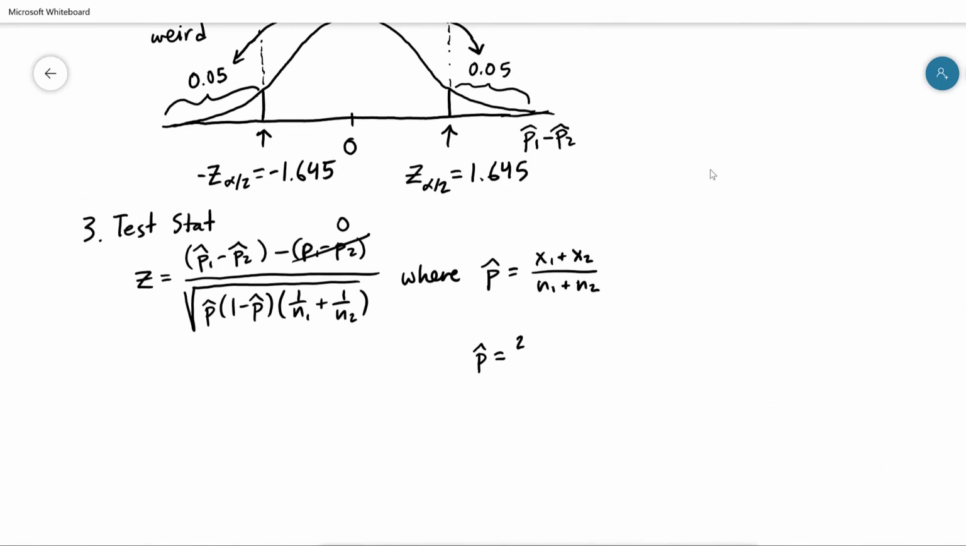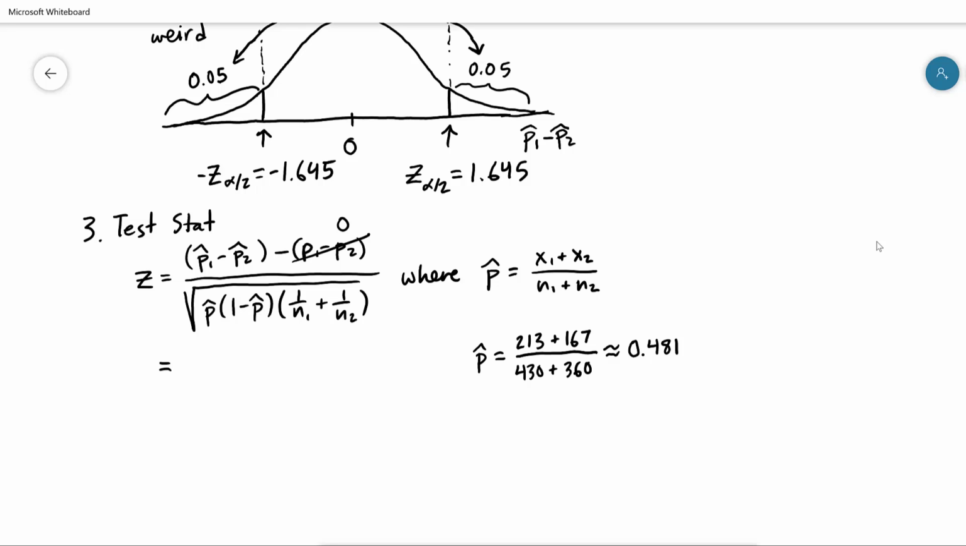So 213 plus 167, and the two values of n were 430 and 360. And if I add those together and compute that pooled proportion, I get 380 on top, 790 on the bottom. Plug that into the calculator, and I get 0.481, it looks like. So there's the number for this pooled proportion. This number is going to get plugged in those two locations, there and there.